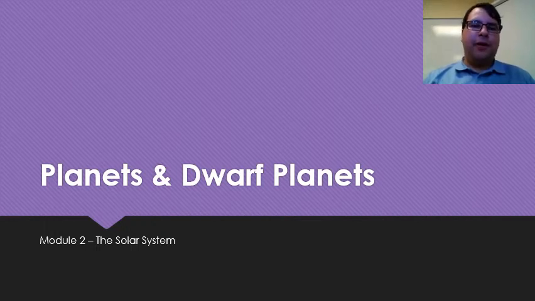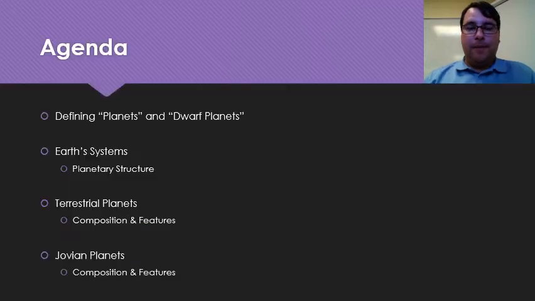Welcome to Unit 5. At this point, we're going to continue our discussion on the solar system, looking specifically at the planets and dwarf planets within our solar system. So, just to begin, we need to understand what are planets and what are dwarf planets. I know there's a big debate out there. Pluto's a planet, Pluto's not a planet. We're going to clarify that in just a moment.